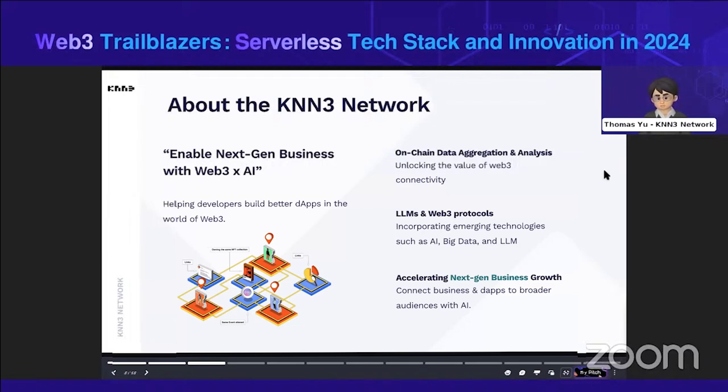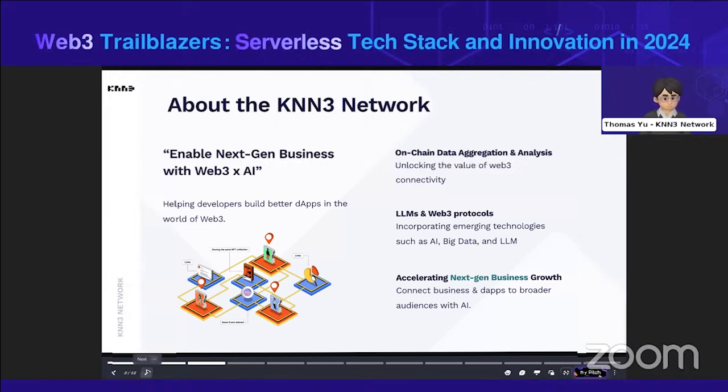faster and more efficiently. Secondly, we also help app developers use emerging technologies such as large language models, big data, and streaming data in their application development and application scenarios. And we also aim to help future developments and applications accelerate their business and find the right users and acquire them more effectively.